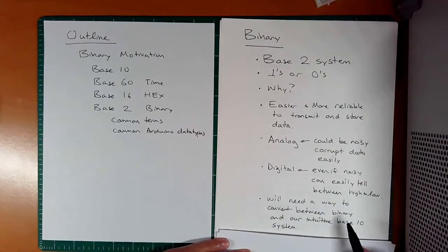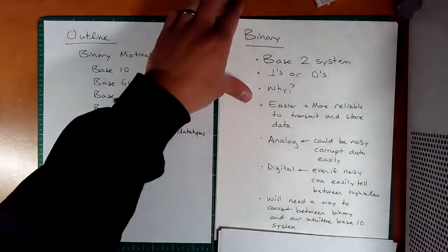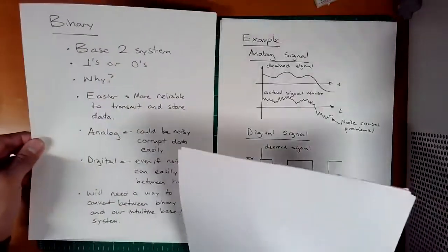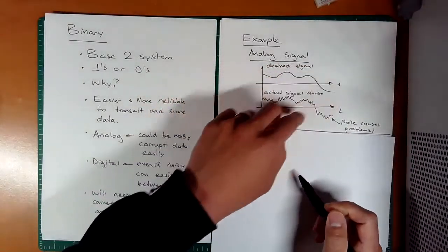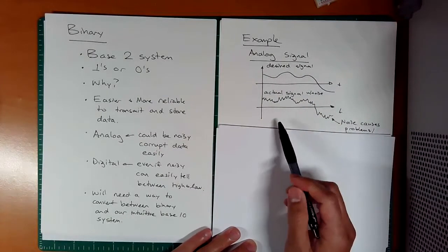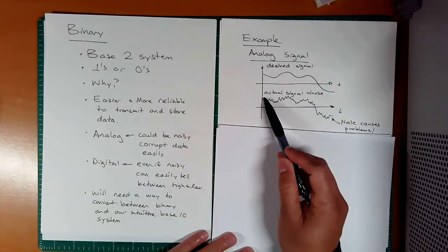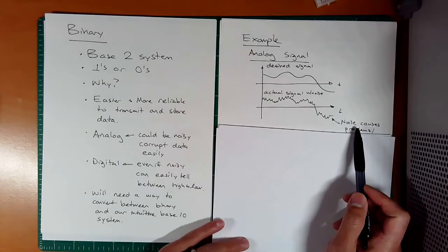Okay. Now, in a following lecture, we will need a way to convert between binary and our intuitive base 10 system. But for now, we just want to go over the motivation of this and just look at what it is, okay? Now, just as an example, here's two waveforms, right? Let's say this is a desired analog signal, right? But in reality, with the electromagnetic interference, you might get a little bit of noise. And so this noise could cause problems, right?